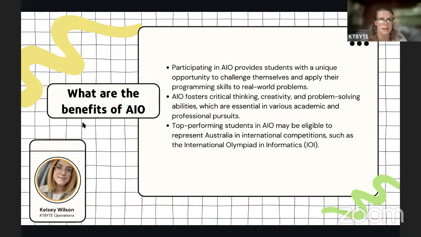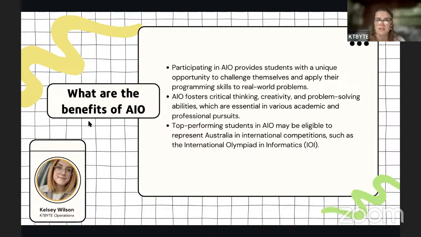So moving on, any questions about age ranges, ability ranges, things like that, you can feel free to post in the chat or send me a chat message if you don't want to post in the general chat. You can just make sure it says hosts and panelists, and I'm the only one that's going to get it. So, all right. As we're discussing ages, what even is the Australian Informatics Olympiad?